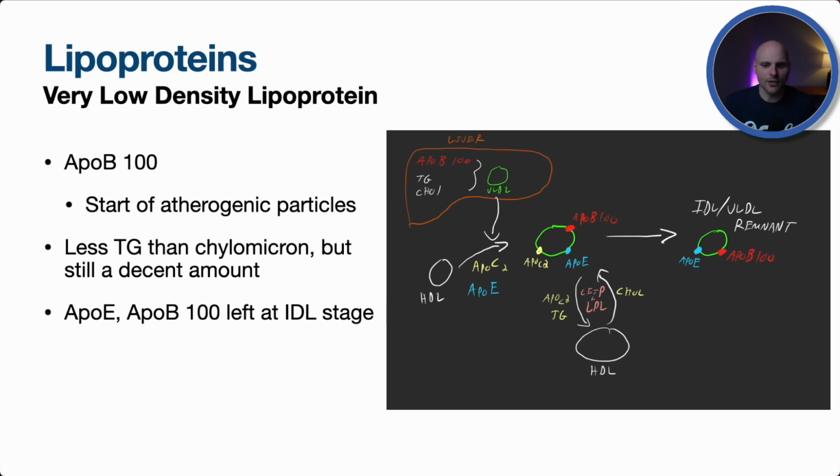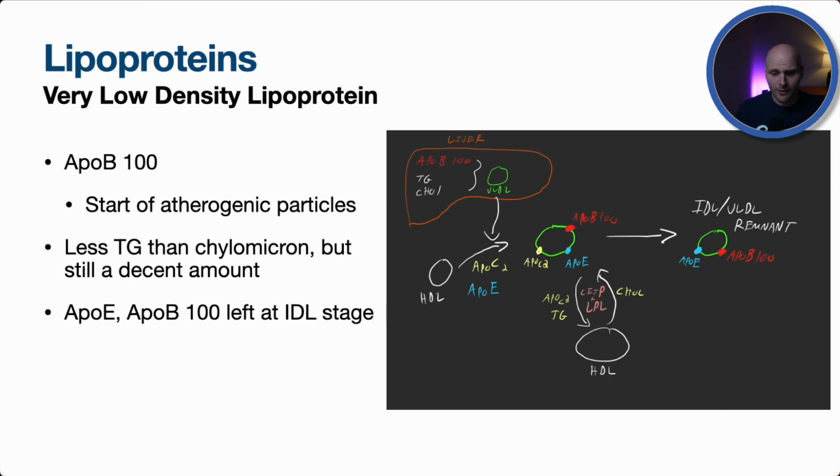So once these VLDLs are assembled, they're pushed into circulation, where once again they meet up with HDL, and HDL donates ApoC2 and ApoE. And once again, these do the exact same things they do with the chylomicron. ApoC2 cleaves and cuts the VLDL to release triglycerides and free fatty acids for either use or storage. And then ApoE can help the remnant lipoprotein bind to the LDL receptor to get taken up by the liver. However, we also have a new interaction that the VLDL can undergo.